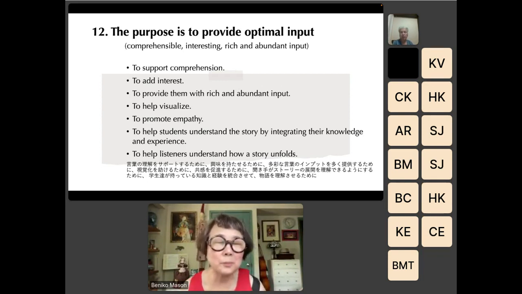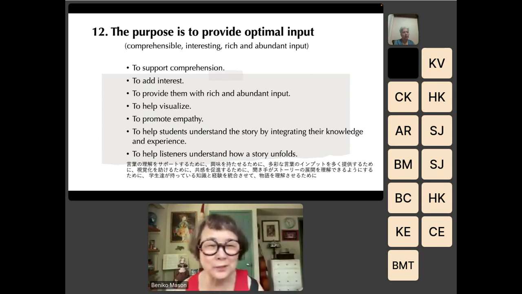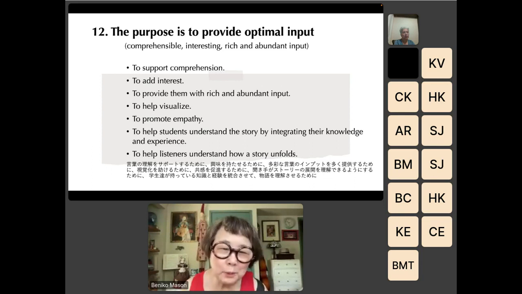We want the students to be feeling the anxiety and fear with the pig, or we want the students to be, I don't know, with the wolf. We don't know. Usually, I think the students will be with the little pig. So we want to promote empathy. The reason why we want to promote empathy is because it stays with memory.